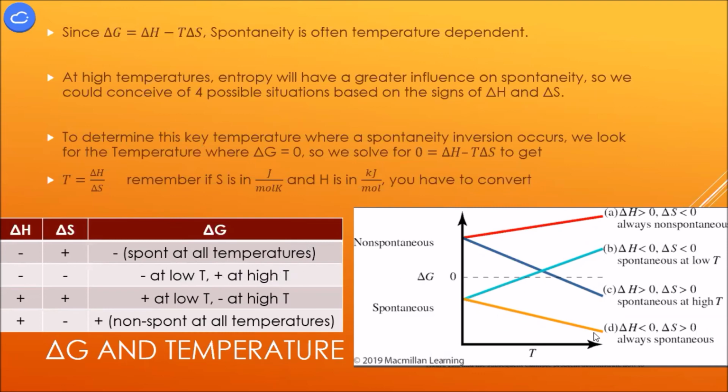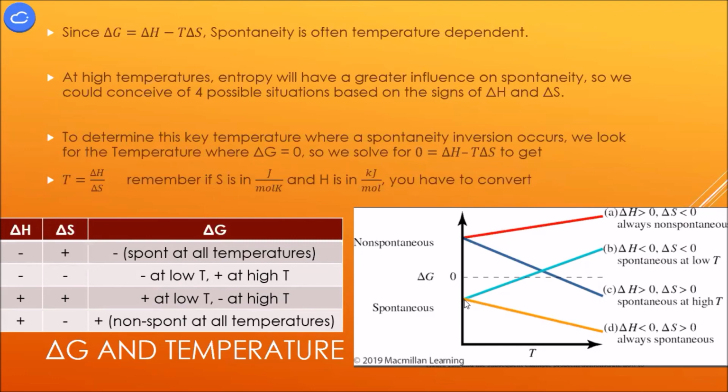So we can also look at these four charts, all the same thing. If they're positive, positive, it's going to be the opposite. So right here, this is the always spontaneous. This is negative, positive. No matter how the temperature changes, it's always below 0. This is the positive, negative. No matter how the temperature changes, it's always above 0.